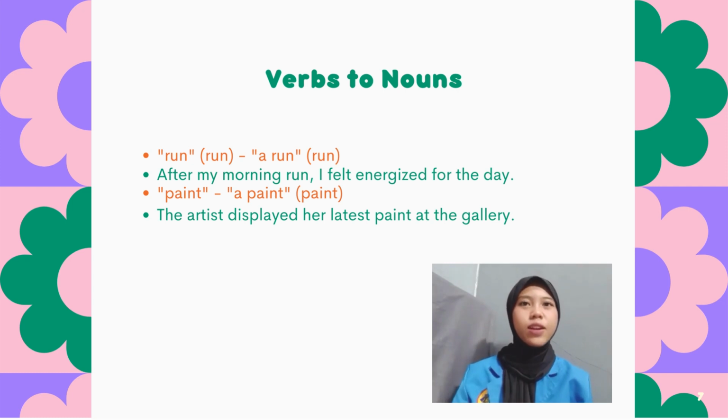The next one, we got verbs to noun. For the first example, we have the word run here as a verb, meaning to move, and it becomes a run, the period during which a situation occurs. For the example in a sentence: after my morning run, I felt energized for the day. And the next example, paint. Paint as a verb is paint, painting, and then when it becomes a noun, it becomes paint, a colored liquid. And the example for the sentence is: the artist displayed her latest paint at the gallery.